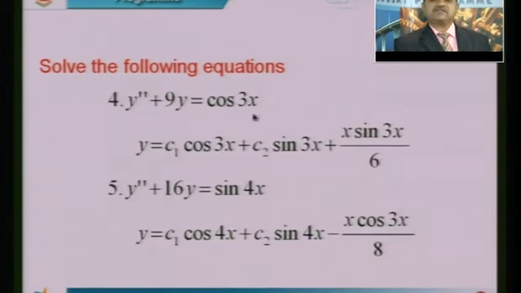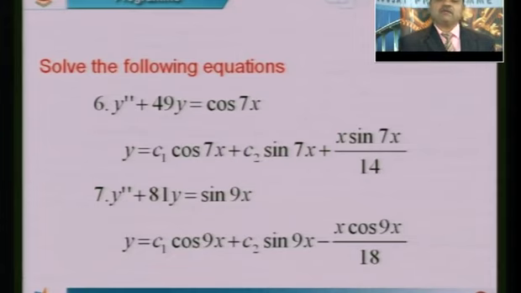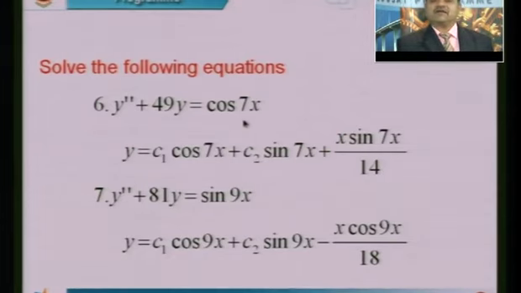Now, we have done these two questions, cos 3x and sin 4x, where the denominator becomes 0. Same way you can work these two questions, y double dash plus 49y equals cos 7x, you will get plus or minus 7i. So, c1 cos 7x, c2 sin 7x, then x sin 7x by 14. Here you can see if you replace d squared by minus 7 squared, it is 0, multiply by x, divide by 2d. So, 1 by d is integration. So, integral of cos 7x, you will get this solution.